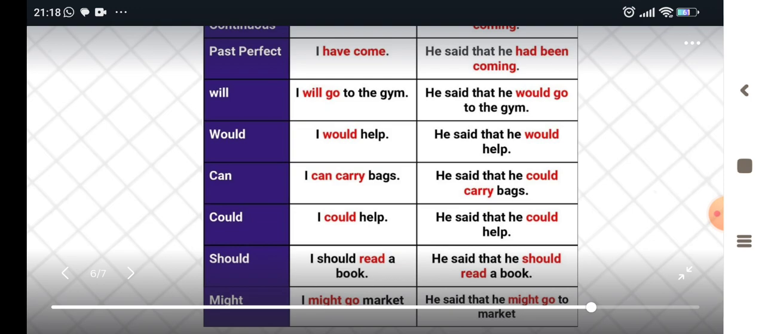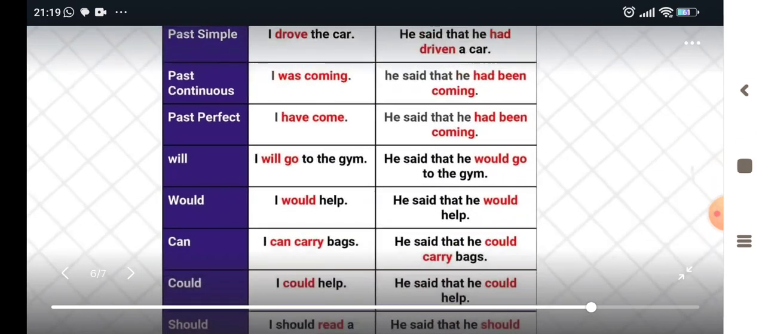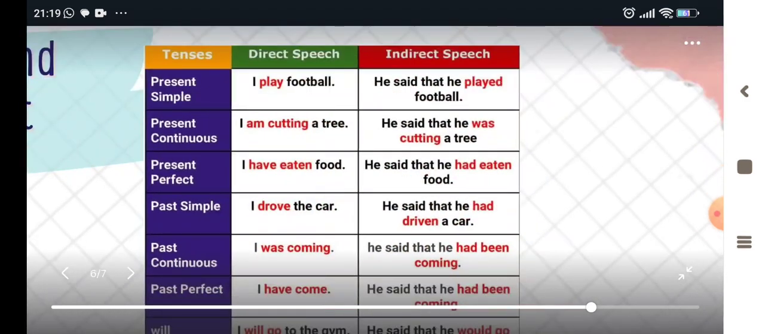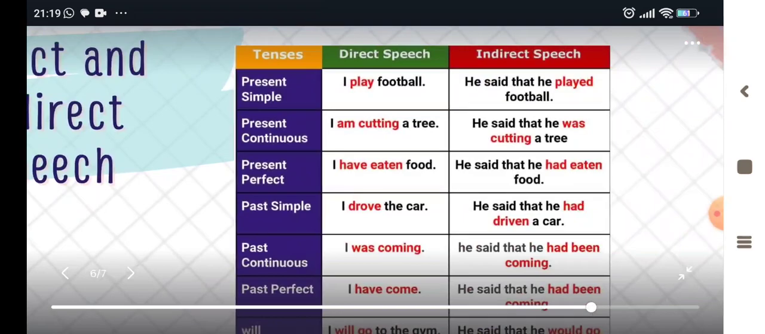With might. With direct speech, I might go to market. What did he say in indirect speech? He said that he might go to market. So it is important to know what tense the direct speech changes to in indirect speech. And knowing this will make it easier to understand how to report direct speech in indirect speech.